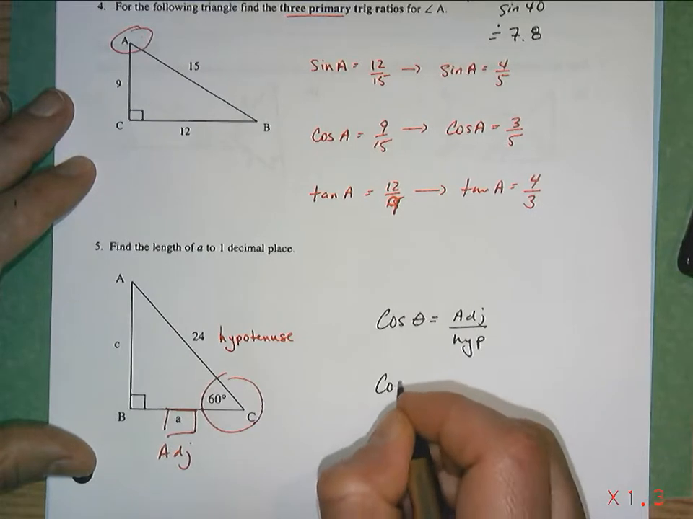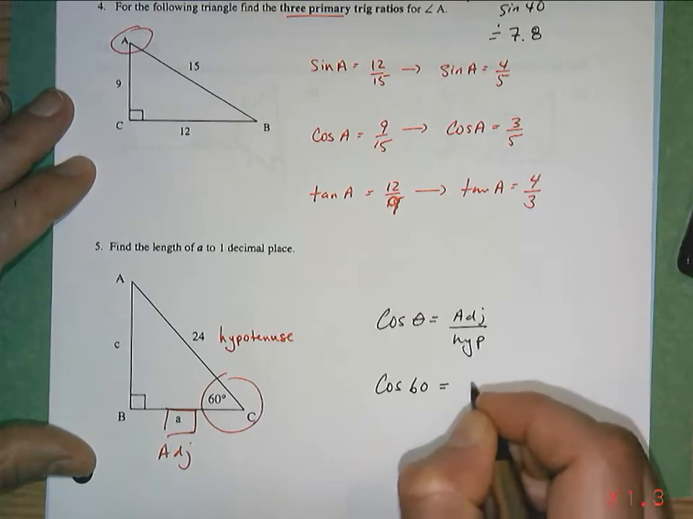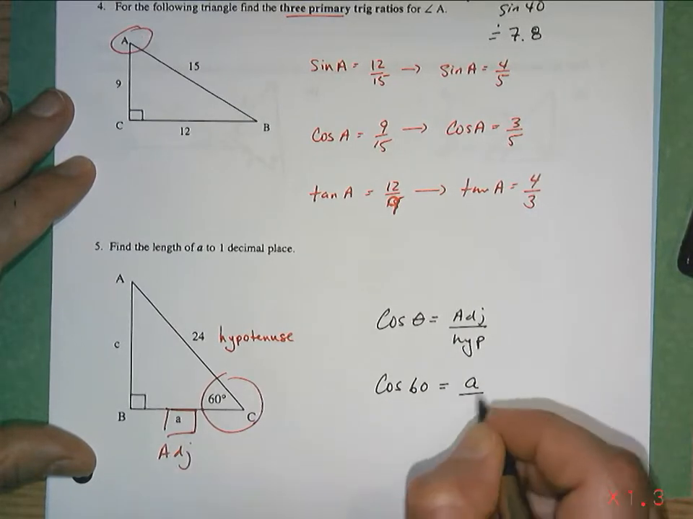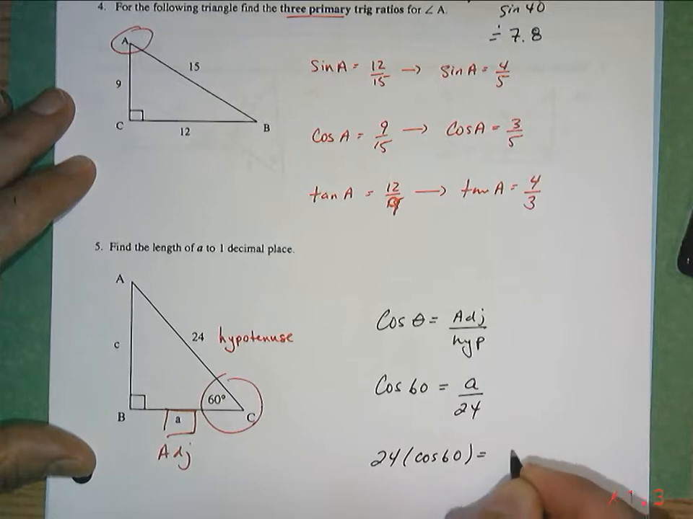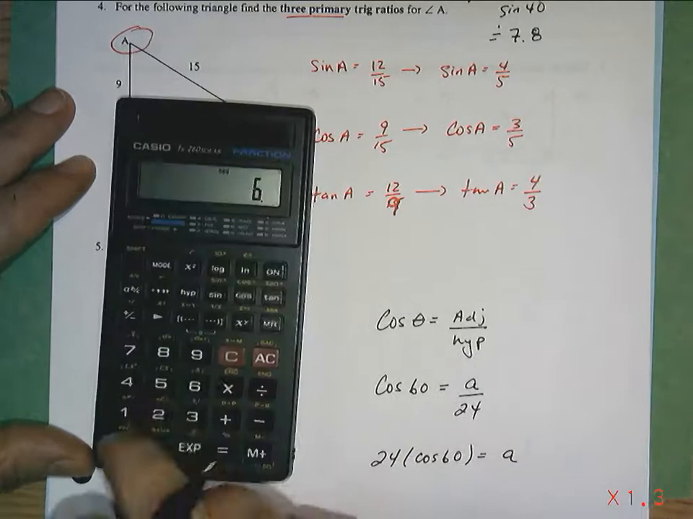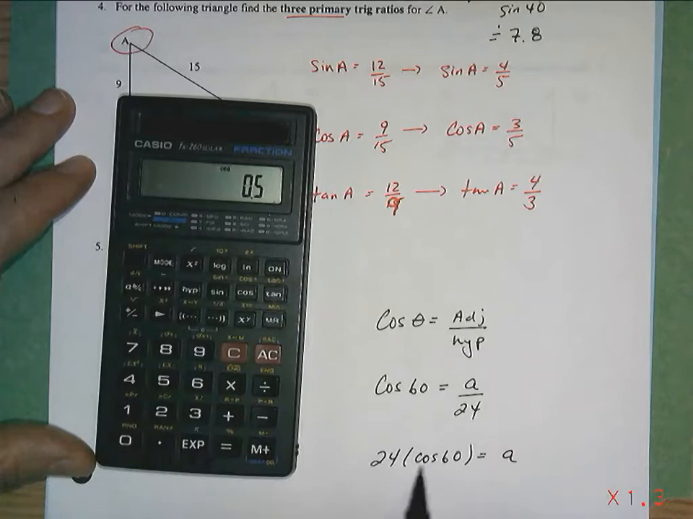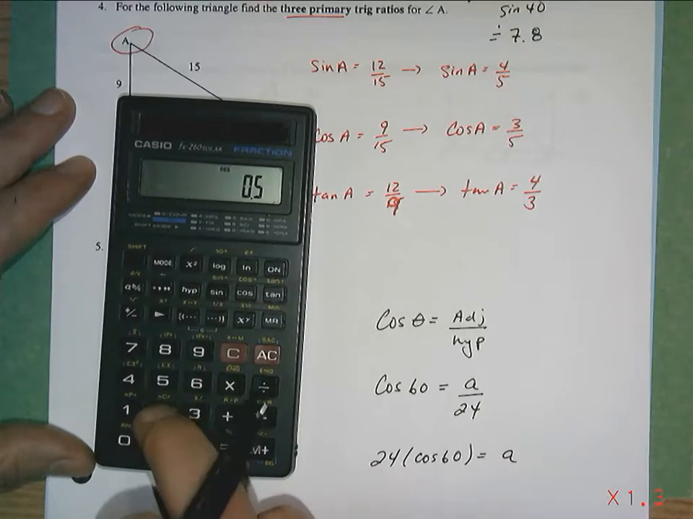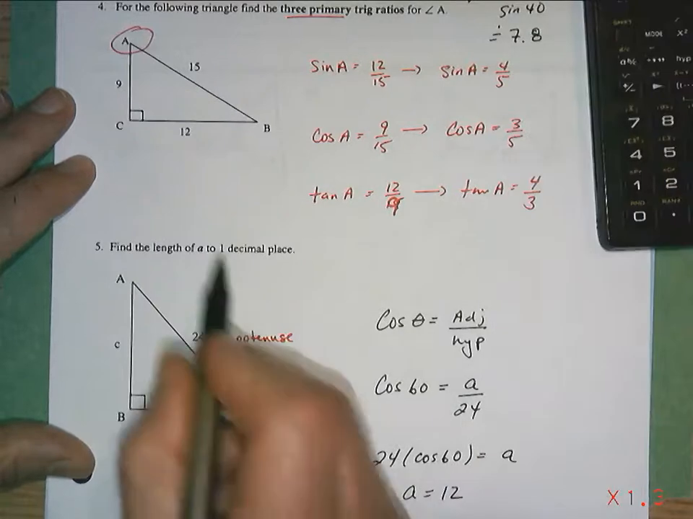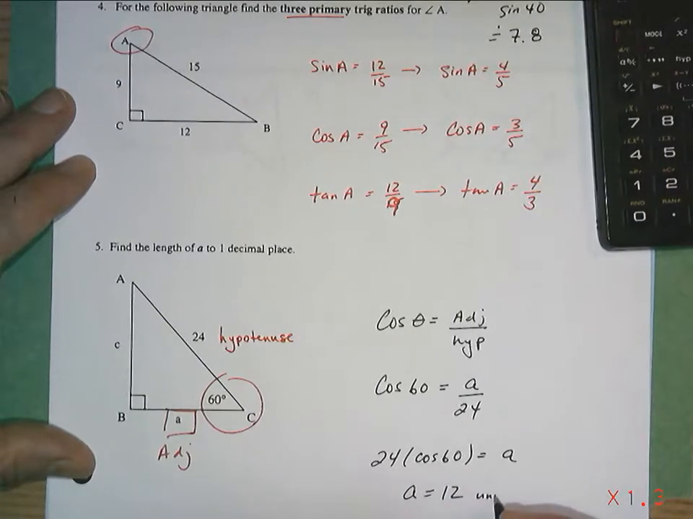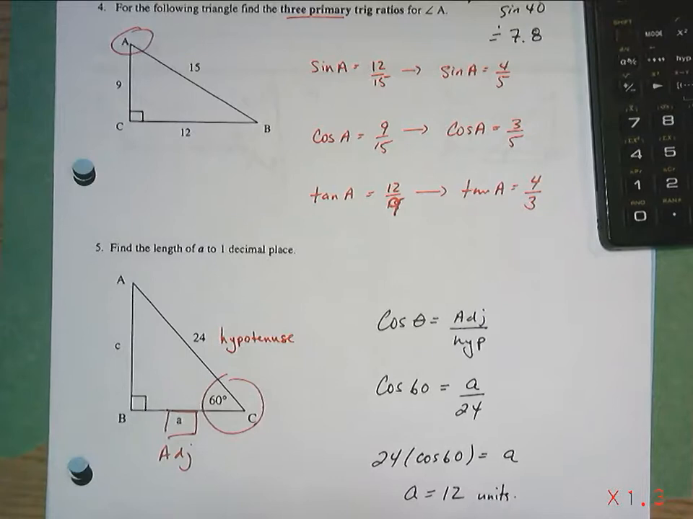So, in this particular case, cos of 60 will be A, the adjacent side, over 24. Cross multiplying, we get 24 times cos of 60 equals A. So, cosine of 60 is 0.5, so that's 0.5 times 24. We get A equals 12. And do we have any units? We do not. So if we really want to be smart, we'll just say, well, it's 12 units long. Whatever those units are, it's 12 of them. Okay, guys, I'm going to stop there and come back and do the next page.